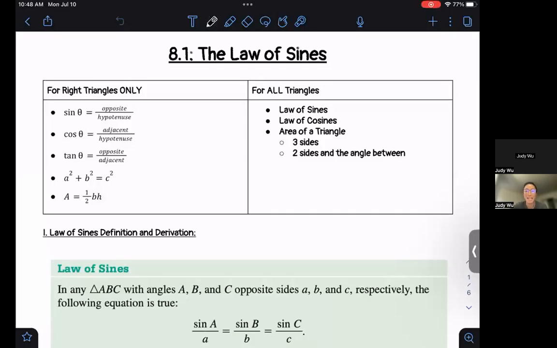Hi, folks. Welcome to 8.1, the law of sines. We're going to take this section and break it up into 3 different videos, and we'll get started with the first one right now.